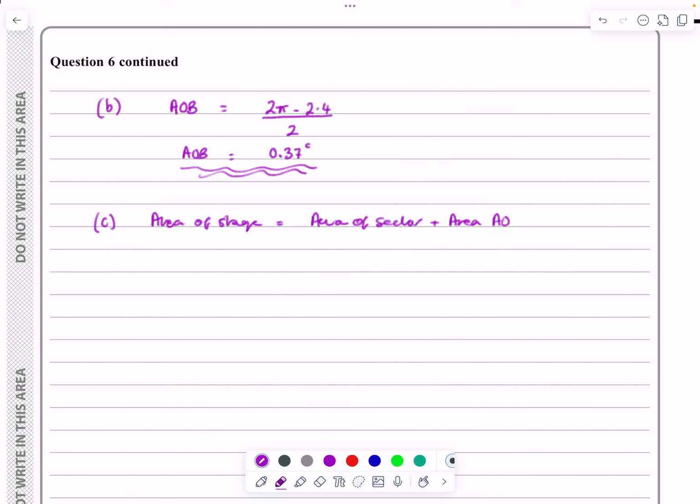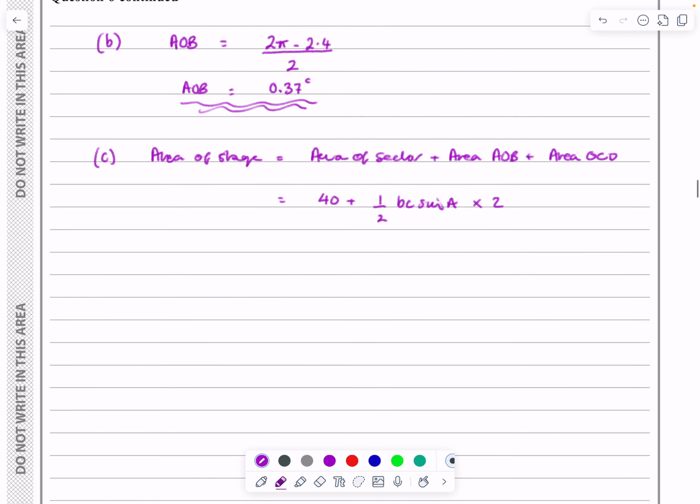AOB and the triangle OCD, but obviously those two are the same as each other, so if we work out one of them, we have to get it for both of them. So the area of the sector, we already know that, that's 40, and the area of each triangle is going to be a half BC sine A. We can now say times 2 for that. So that's going to be 40 plus a half.